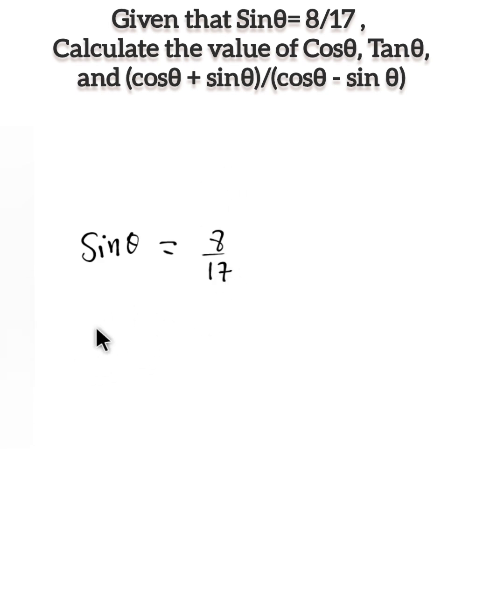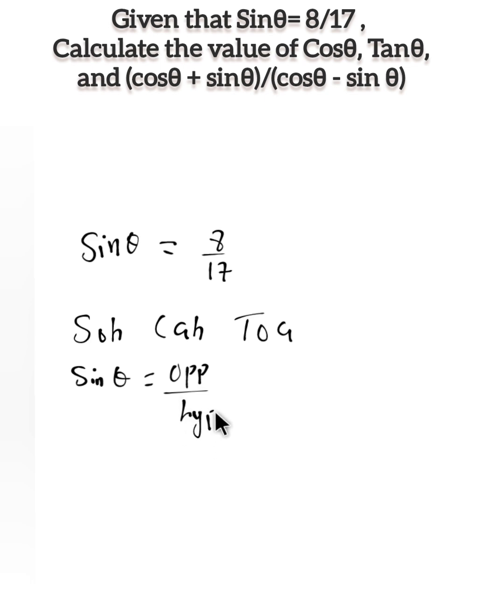Now remember the acronym, SOH CAH TOA, where sine theta here is equal to opposite, which is O, over hypotenuse, which is H. And this is equal to 8 over 17. And this implies that the opposite is 8, hypotenuse is 17.